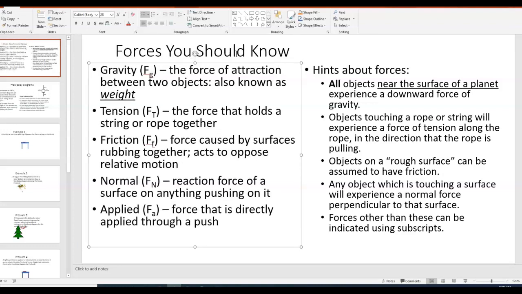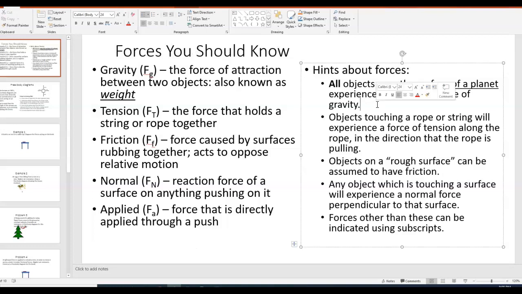Okay, so first things first, what we call weight, the force of gravity. Okay, the force of attraction between two objects. Again, we also call that weight. We write Fg for the force of gravity. Just as a hint, all objects near the surface of a planet experience a downward force of gravity. And so that means when we're drawing free body diagrams in a few minutes, as long as it's not in space, as long as the object is close to the surface of the planet, it automatically is going to have a downward force of gravity.